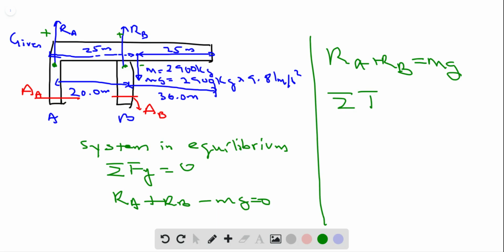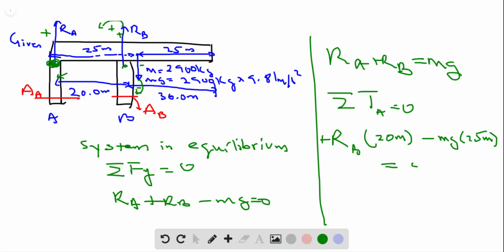The sum of torques around A is 0. If you think about B itself, B is going counterclockwise relative to the point A, and then the weight is going clockwise relative to the point A, so the weight is going to have a negative torque, and the reaction at B will have a positive torque. The distance from the reaction at B up until the left edge A is 20 meters, so we have RB times 20 meters. It's positive because it has a positive torque going counterclockwise. And then minus mg times 25 meters is equivalent to 0.